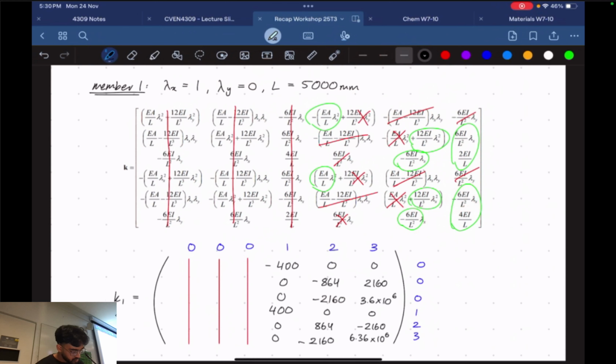Next step is to find my end moments. So scroll up a little. I'm going to have to use this diagram for each member. Okay. Because I've got a load within the member, I'm going to split it up.